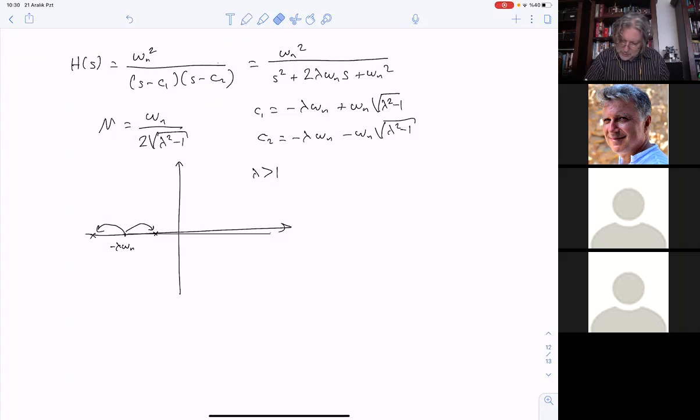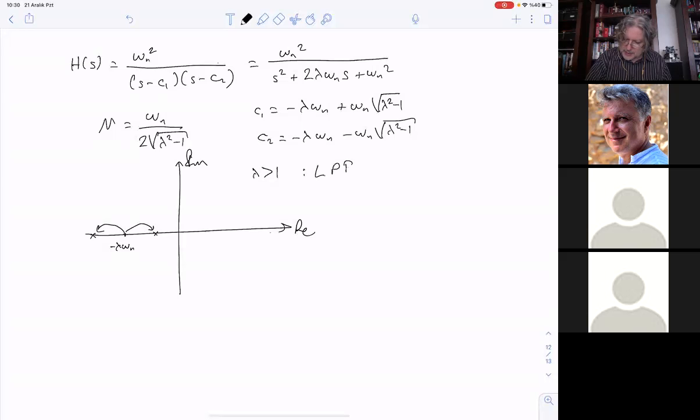I will try to erase this. Okay. And this is for lambda greater than 1, the real axis and the imaginary axis. So the poles are on the real axis. There's no problem over here. And it seems to be a low-pass filter.